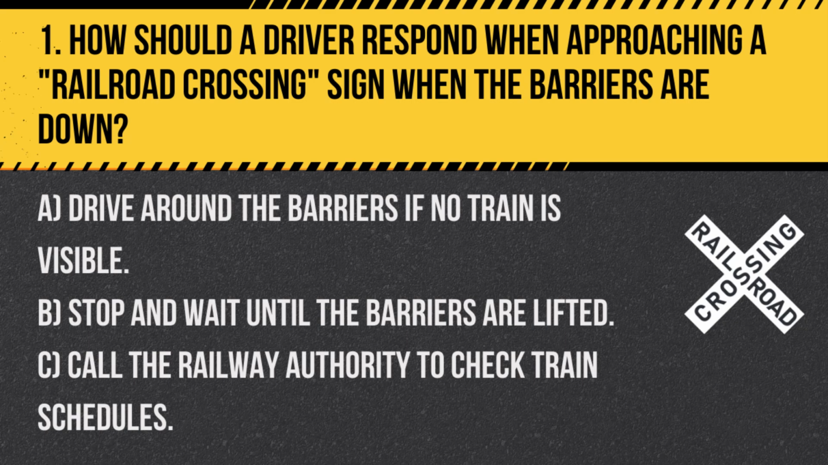Question 1. How should a driver respond when approaching a railroad crossing sign when the barriers are down? A. Drive around the barriers if no train is visible. B. Stop and wait until the barriers are lifted. C. Call the railway authority to check train schedules.